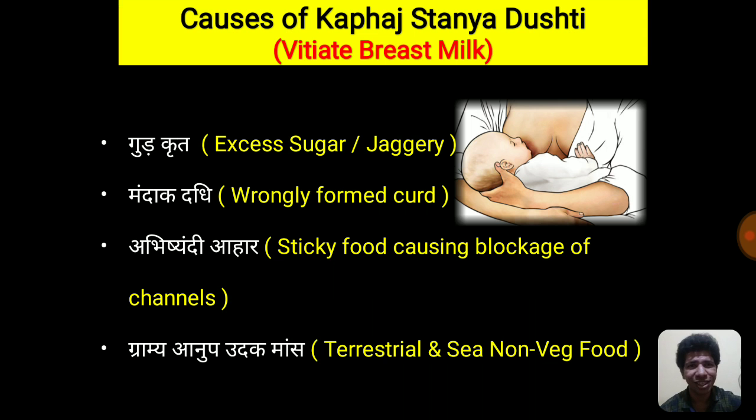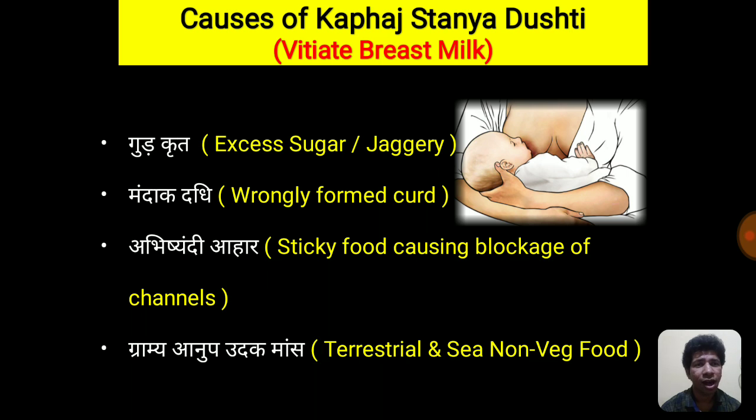So, as you can see, what are the causes of kapha dushti janya respiratory tract illnesses? What are the causes which can vitiate the kapha dhatu and vitiate the milk? So, these again are four causes. The first one is gud krutah. The gud krutah, mandaka dadhi, abhishandhi ahar, gramya anup udak mamsa.